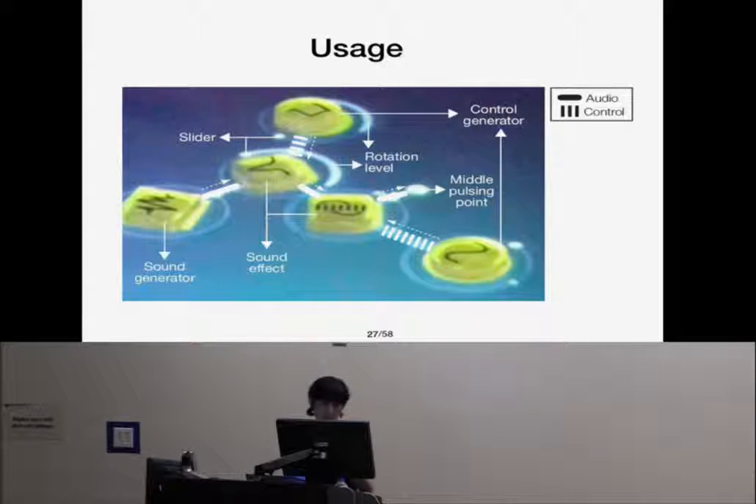Now, there is this pulsing point in the middle, which basically has a double purpose. One is to indicate the tempo of the song, and the other represents the overall sound output. So you could position a filter, say, on top of it and affect the overall sound output.